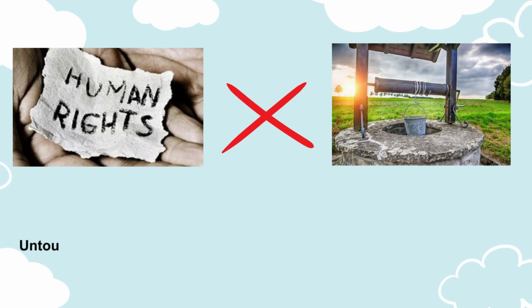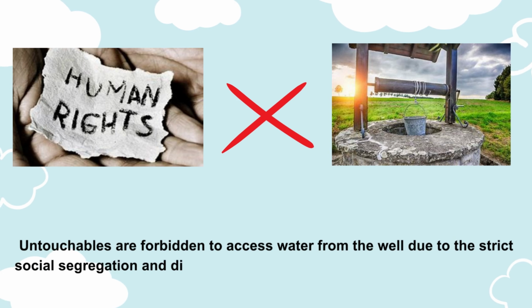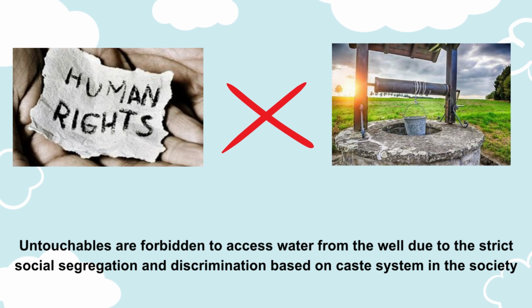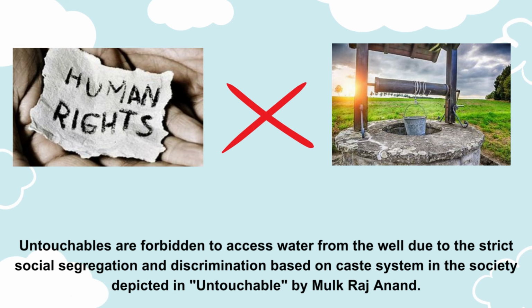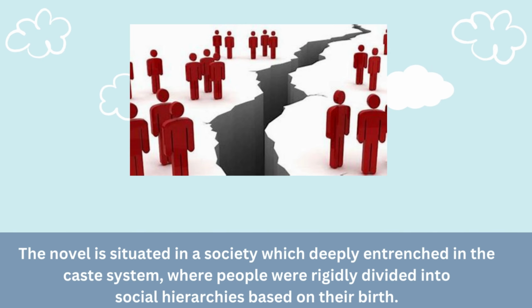Untouchables are forbidden to access water from the well due to the strict social segregation and discrimination based on the caste system in the society depicted in Untouchable by Mulk Raj Anand. Caste system and untouchability. The novel is situated in a society deeply entrenched in the caste system, where people were rigidly divided into social hierarchies based on their birth.